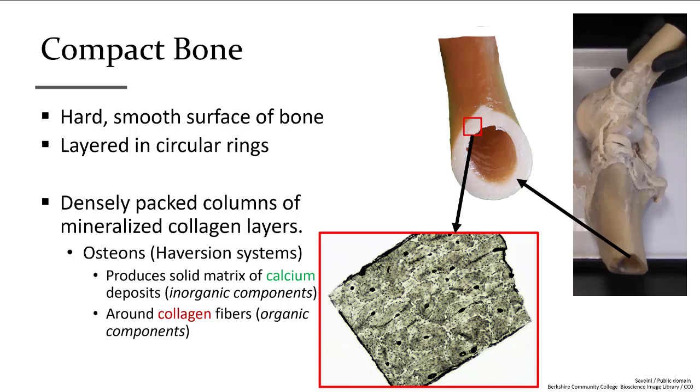Compact bone is the bone you can see from the outside. It's the smooth, hard part of bone. It is made of very densely packed columns of the mineralized collagen layers. Each of these layered rings grouped are called osteons or Haversian systems. A single osteon or Haversian system is like a single tree trunk with growth rings. The compact bone would be several groups of these osteons or Haversian systems lined up next to each other.